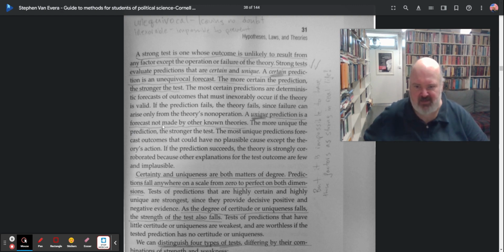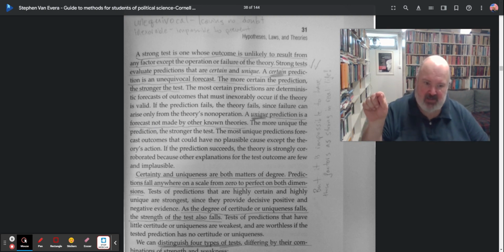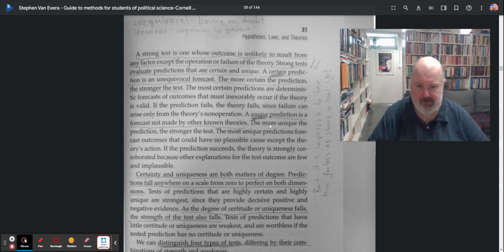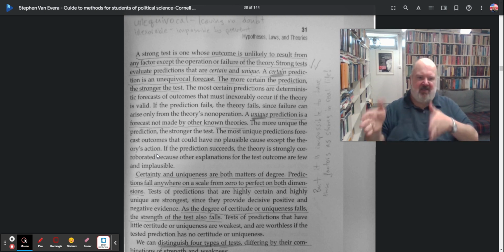A unique prediction is a forecast not made by other known theories. This is the reason why it's unique: this is causing it, not something else. The more unique the prediction, the stronger the test. The most unique predictions forecast outcomes that could have no plausible cause except the theory's action. In other words, nothing but this could produce it.